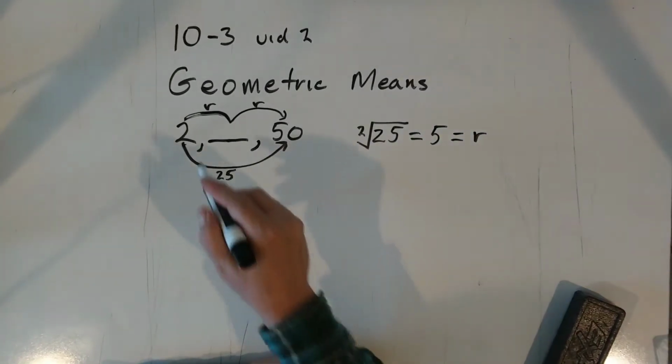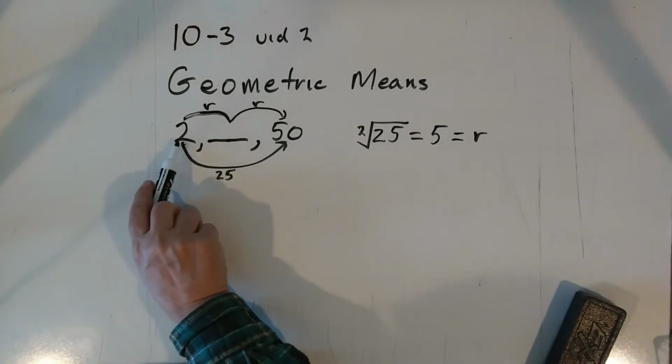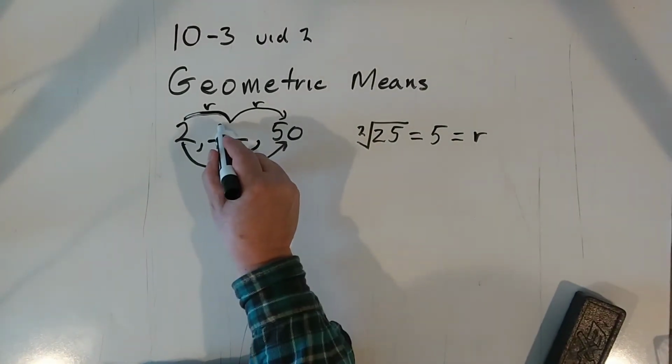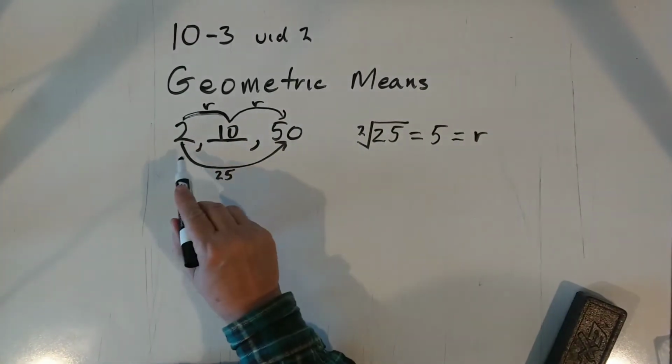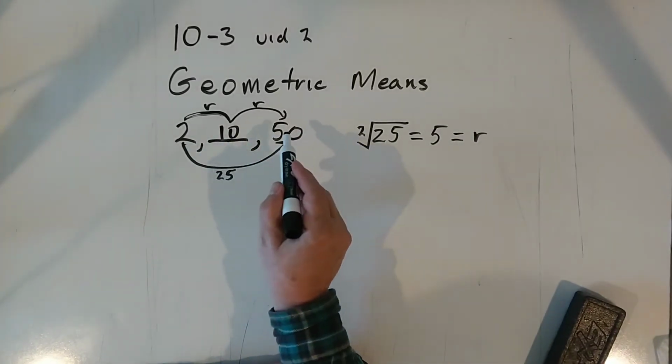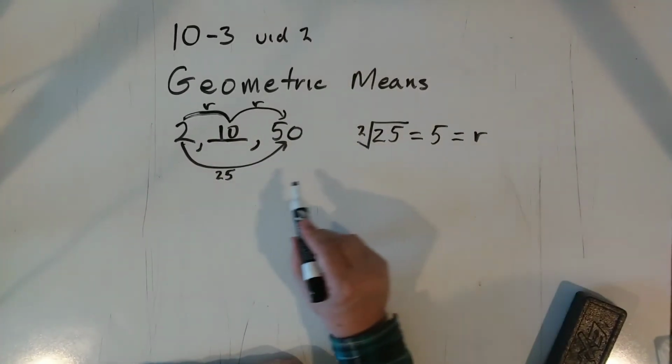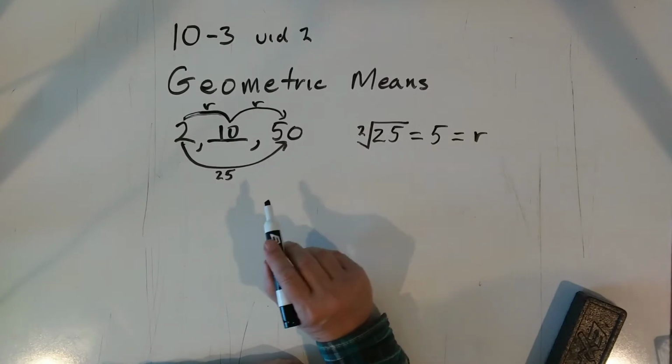To check, we see 2 times 5 is 10, and 10 times 5 is 50. So we were able to find the one geometric mean.